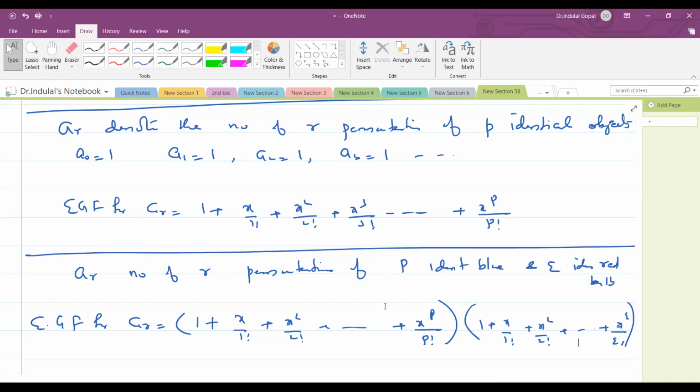And the coefficient of x raised to r by r factorial is the total number of r permutations of r objects. Within that, blue balls and red balls may come mixed.